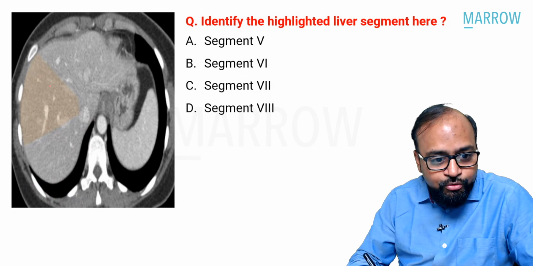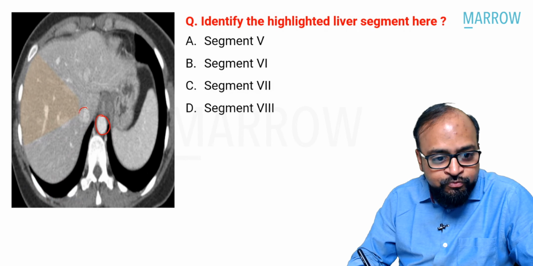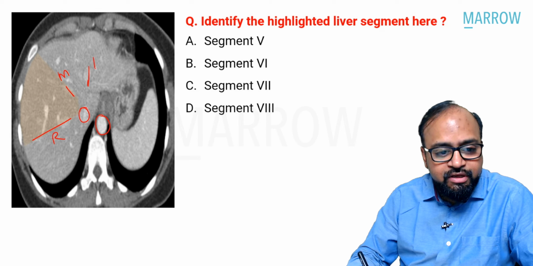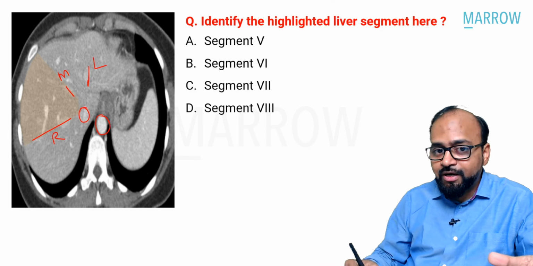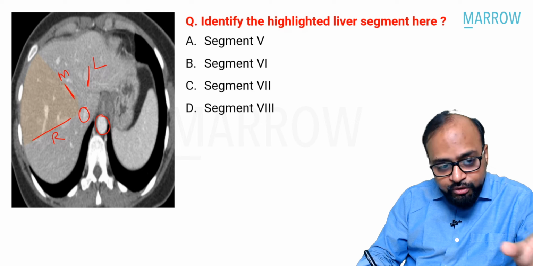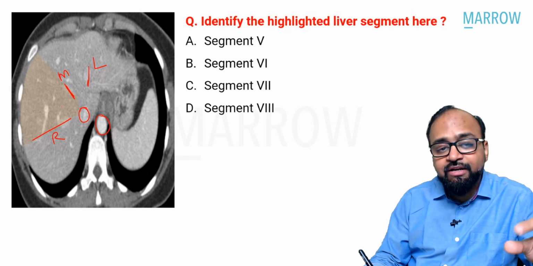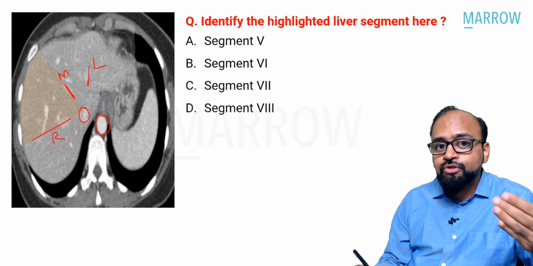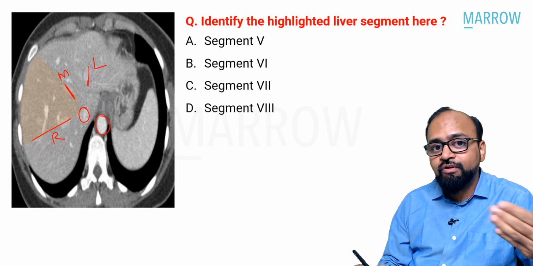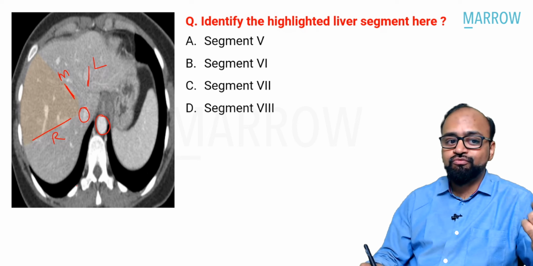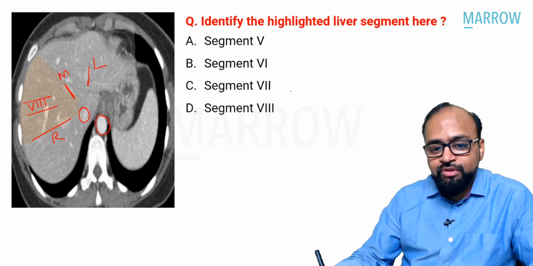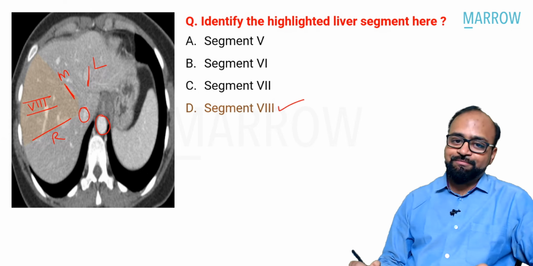Now if you see here, look at this image. This is the aorta, this is the IVC, right? This is the right hepatic vein, this is the middle hepatic vein, this is the left hepatic vein. The highlighted part lies to the right of the middle hepatic vein, in between the middle hepatic vein and the right hepatic vein, superiorly, because the portal vein branch is not yet seen. So this is the anterior part of the right lobe of liver, superiorly above the level of the portal vein. So what is this? This is going to be segment number 8. So the answer here is segment number 8.